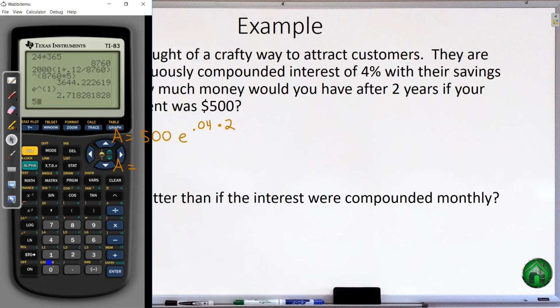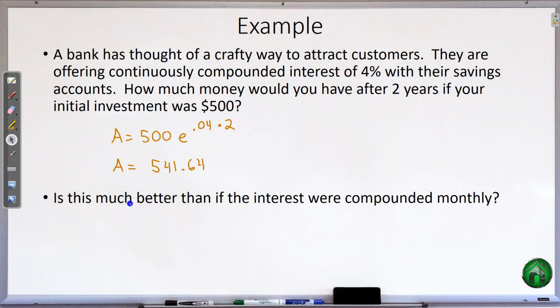So 500 times e, so second e down here, to the 0.04 times 2. And we get our answer there of $541.64. That is the most you could get if you continuously compounded interest. So the bank thinks that's a pretty good idea because it will attract customers. But is that really that much more if you compounded monthly? Let's check that with what we've done in the past.